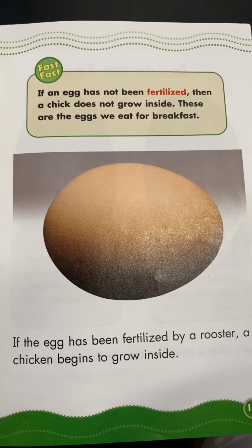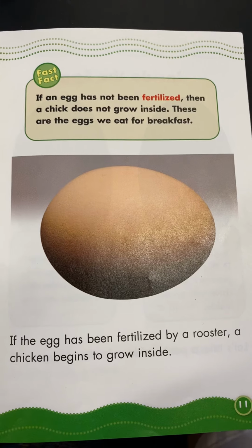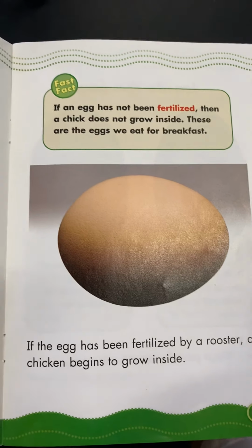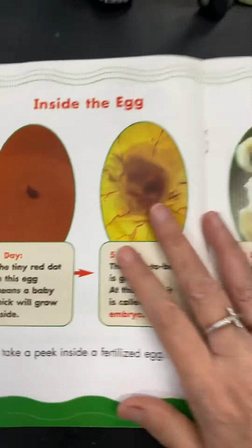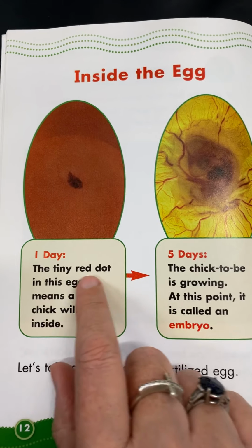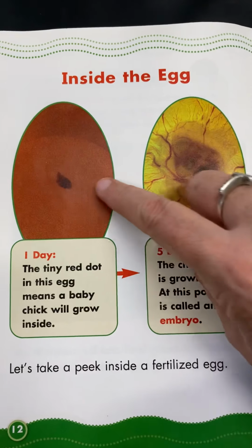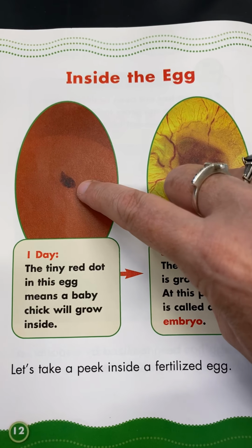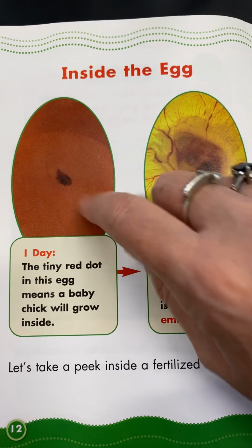If the egg has been fertilized by a rooster, then a chicken begins to grow inside. And this is what that looks like. On the first day, the tiny red dot in this egg means a baby chick will grow. So here's that little red dot.